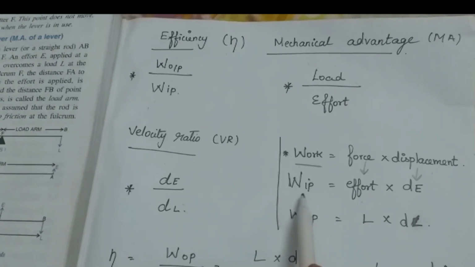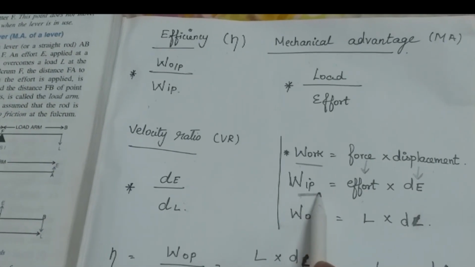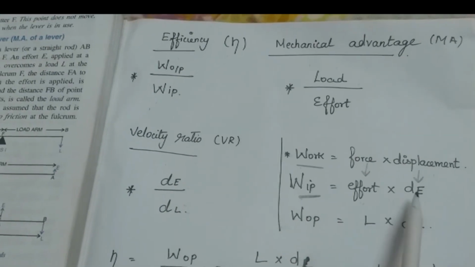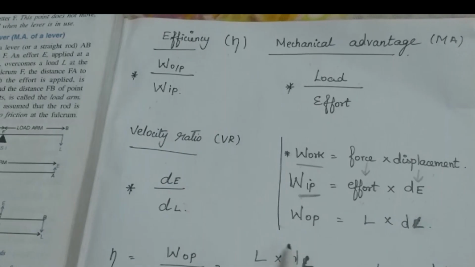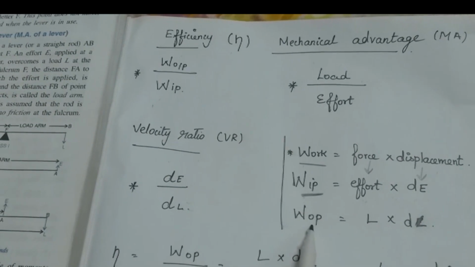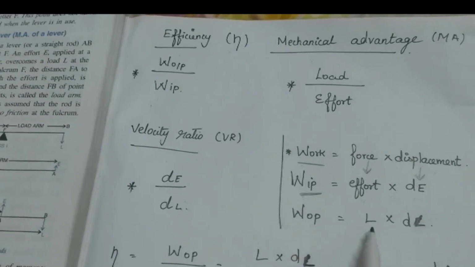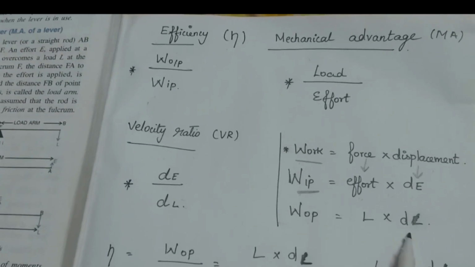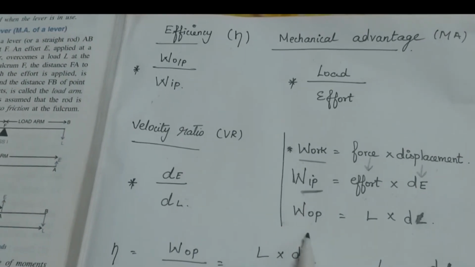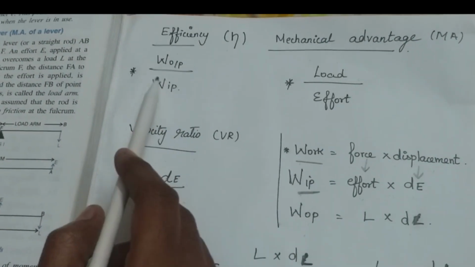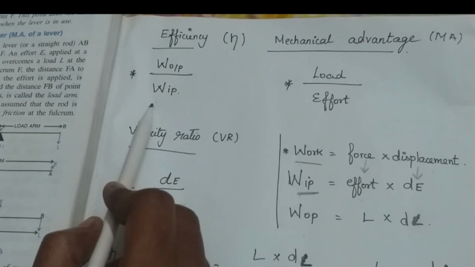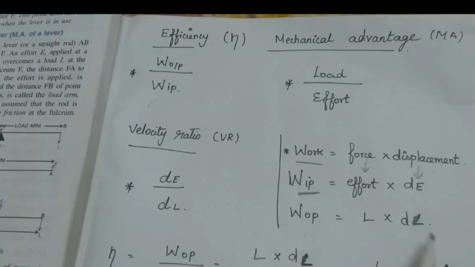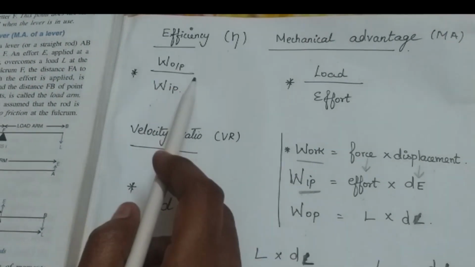So work input is what you do. That is the effort that you give. So effort into displacement of effort. Whereas work output is your result. The result happens on the load, and this is the displacement of load. So work output and work input. So here efficiency is the ratio between work output and work input. Now we have an individual formula for work output and work input, and we are going to substitute it here.